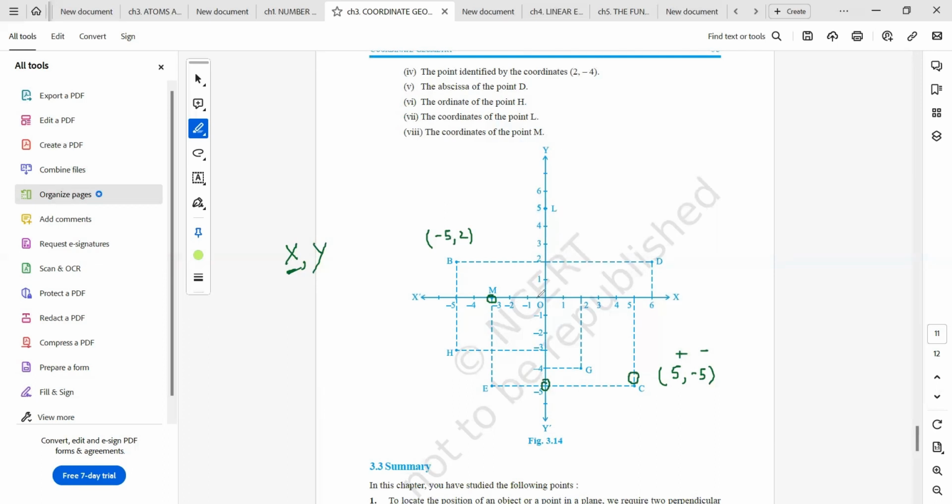So if it is -3, that means you have to look somewhere on this line that is lying horizontally. So it is -3. Now go to the vertical line. The vertical value is -5. So it is here. So the point is E.